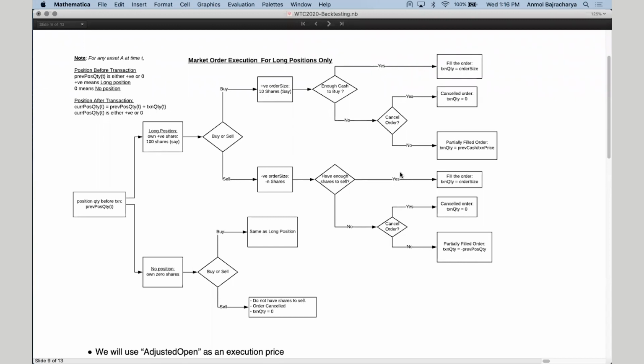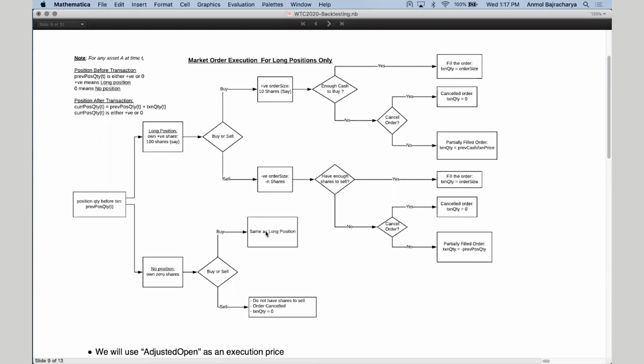If I do not have enough cash, there are two options: either the order is going to be canceled or it's going to do a partial fill. This option should be provided when executing the market order. If you specify that partial orders are allowed, it's going to use all the cash to buy as many stocks as possible. So that's how the buying is going to work.